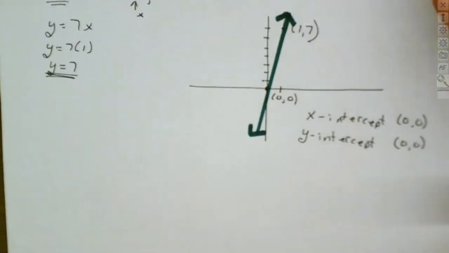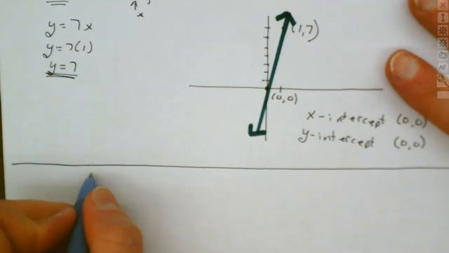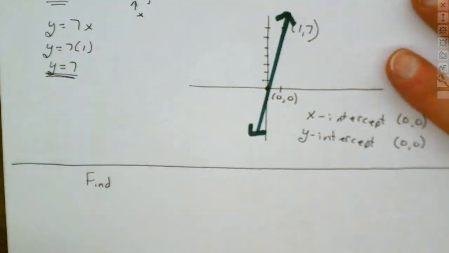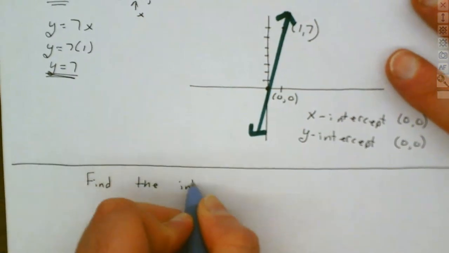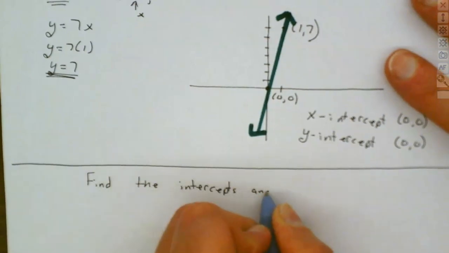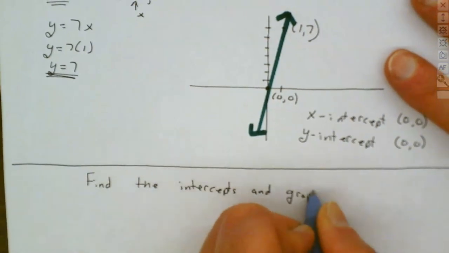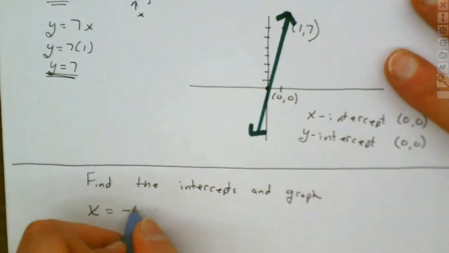Now, what about if you only have one variable? So let's try this one. This one is actually easier. Let's find the intercepts and graph. Let's use, how about x equals negative 4?